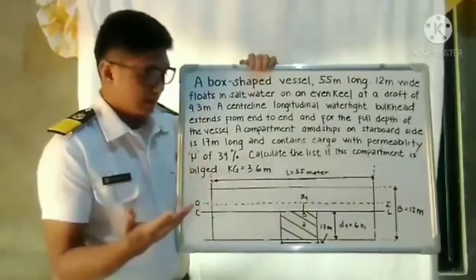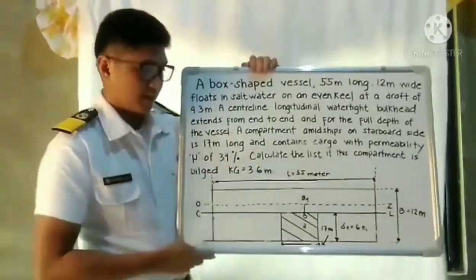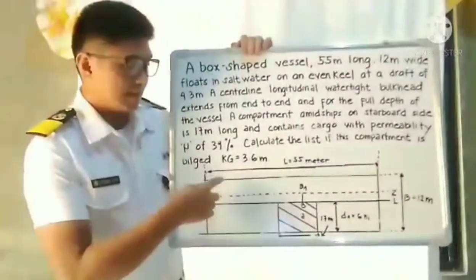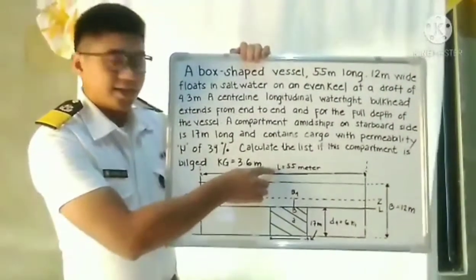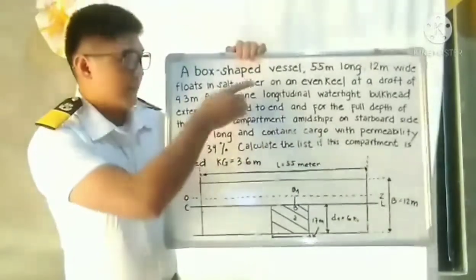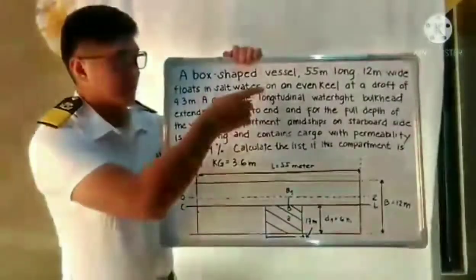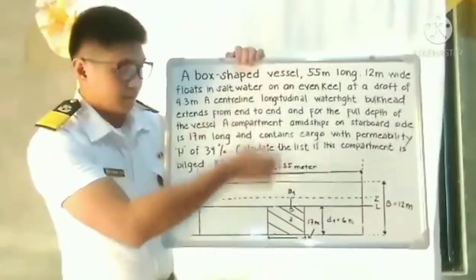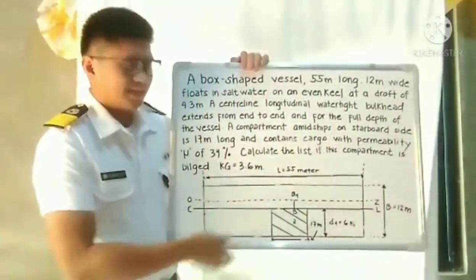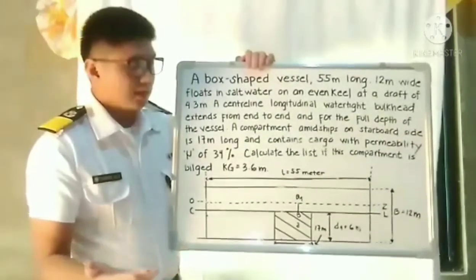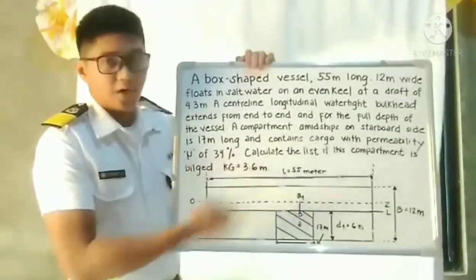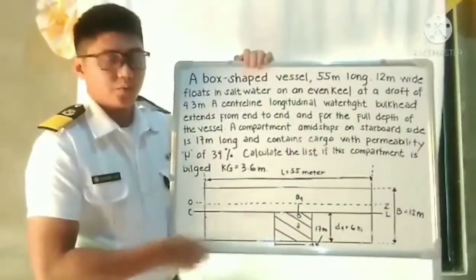Our KG is 3.6 meters. Here is the diagram. As you can see, we have the length, which is 55 meters as given. We have the breadth of 12 meters, as given, which is 12 meters wide, floats in salt water. So how can we get the D1? We get the D1 from half of the breadth, so 12 divided by 2, we have 6.